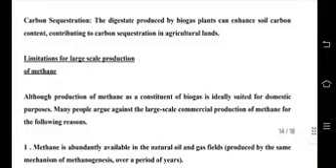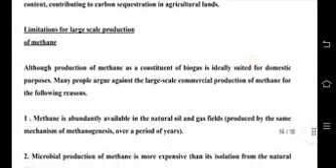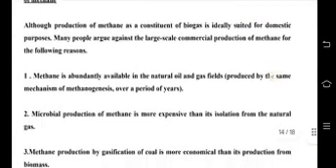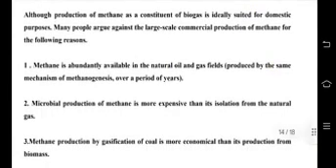Some limitations are there for large scale production of methane. Although production of methane as a constituent of biogas is ideally suited for domestic purpose, many people argue against the large scale commercial production of methane for the following reasons. Methane is abundantly available in the natural oil and gas fields produced by the same mechanism of methanogenesis over a period of years. Then microbial production of methane is more expensive than its isolation from the natural gas.